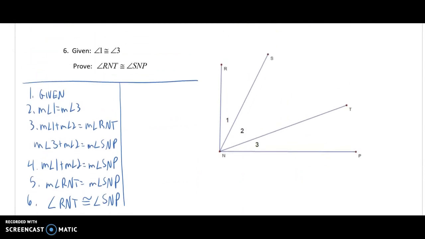Here's number 6. So we're given that angle 1 is congruent to angle 3. Step number 2, converting them into equal. That's the definition of congruent angles. Then we have angle addition postulate. 1 and 2 make up RNT. 3 and 2 make up SNP.